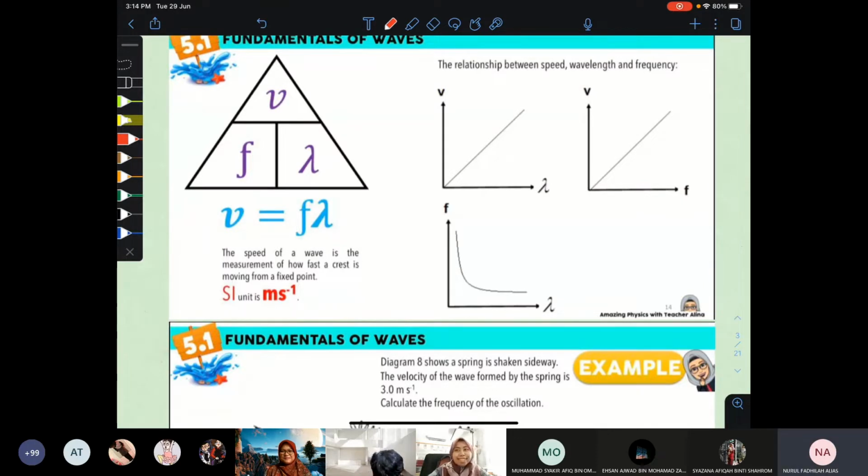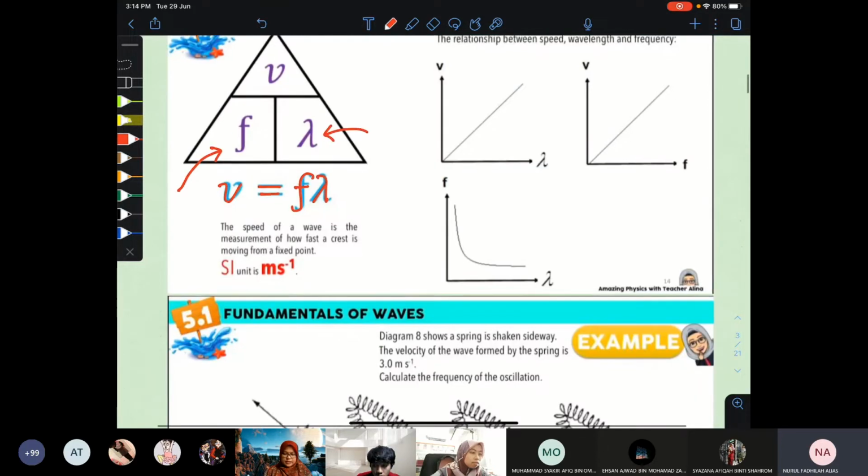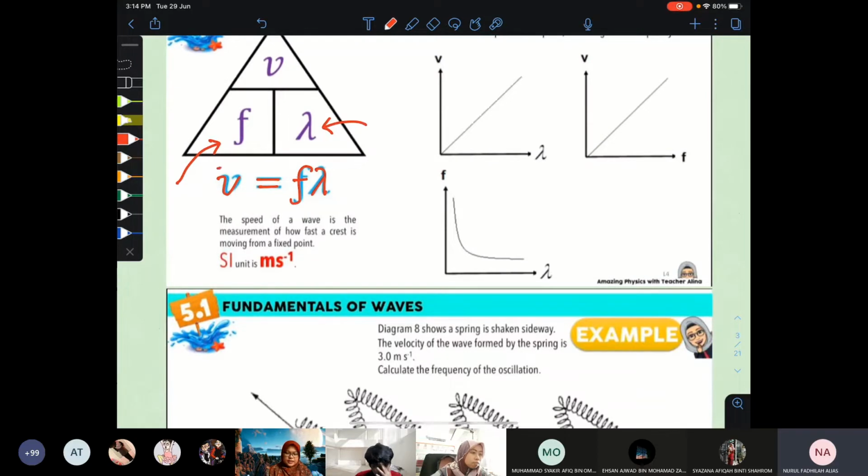Waalaikumsalam. So, formula of speed. Speed is f lambda. What is f? Frequency. Yes, f here is frequency, and this one, the wavelength. So this is not that difficult. I'm sure you are familiar with this, but are you given the formula in the IGCSE exam? No. So you need to know.